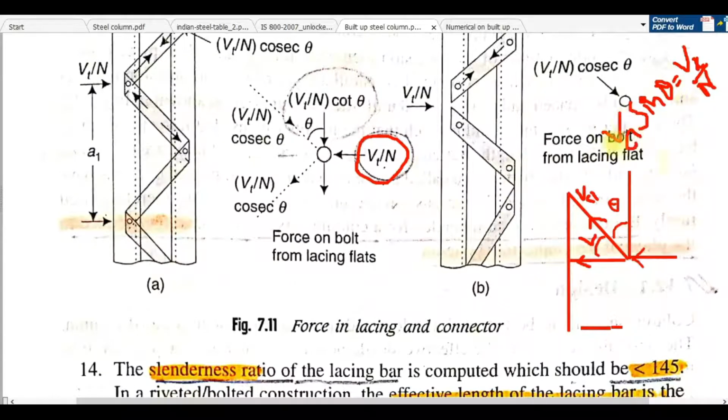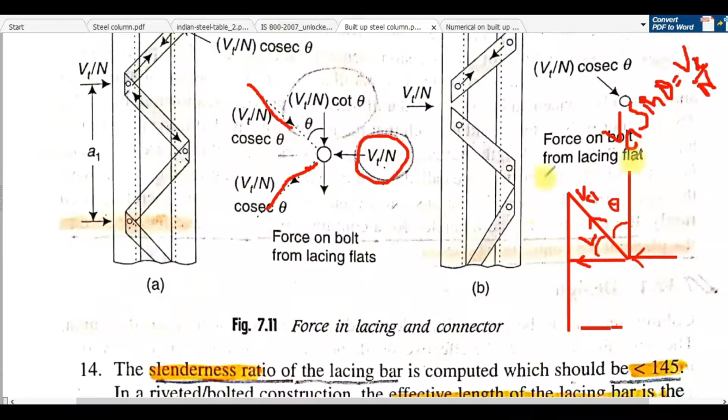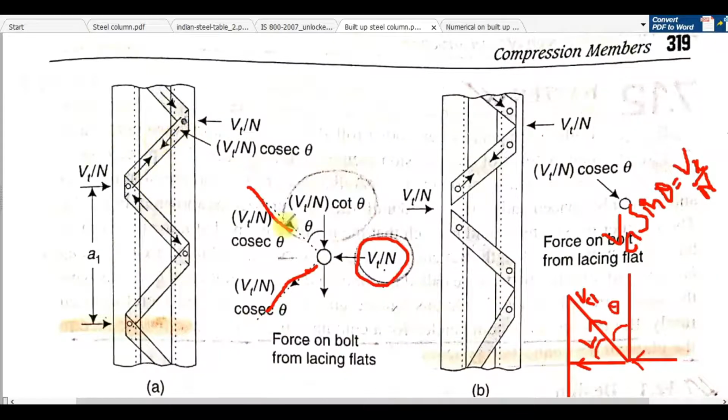So in this equation, you can find this Vcl now. Vcl is equal to Vt by n into cosec theta. So you can see this component is equal to Vt by n cosec theta, and this component is also Vt by n cosec theta. So this is clear. Do not engage your mind in this simple thing. You simply have to remember this: the compressive load along this lacing bar will be Vt by n cosec theta.